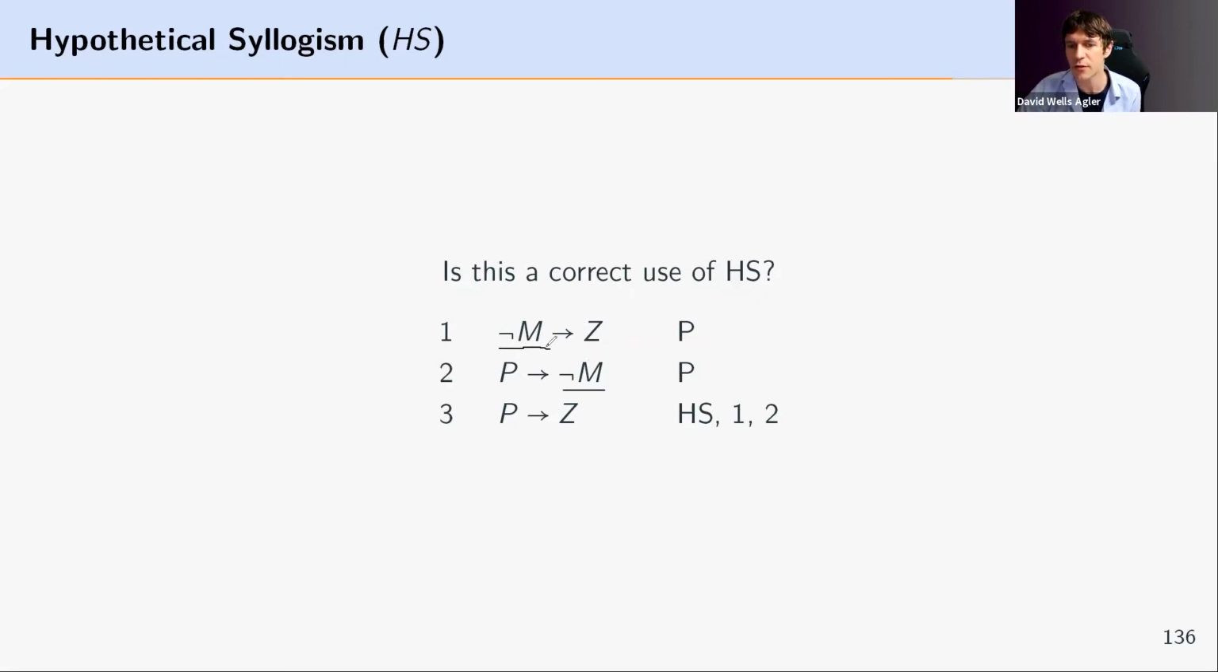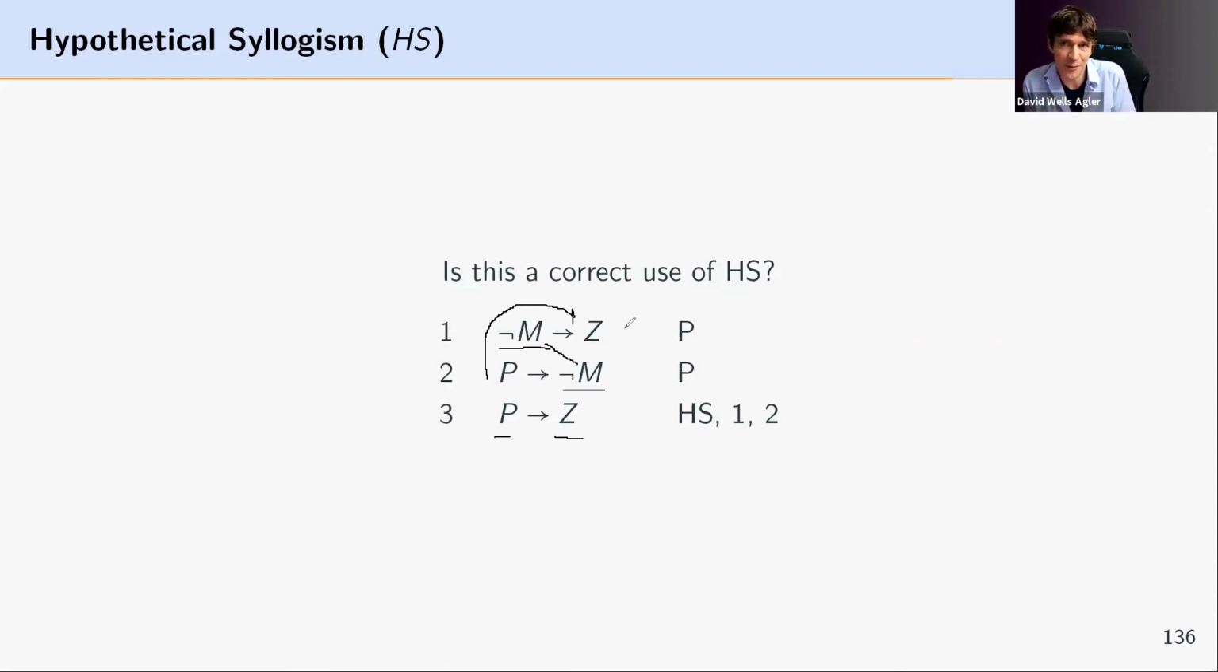So we have this formula that links these two conditionals, or chains those conditionals together. And when we look at our conclusion here, we have if P then Z. So we're reasoning from this chained formula that links those two conditionals together. So this would be an acceptable use of hypothetical syllogism.